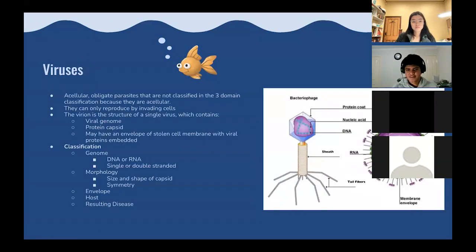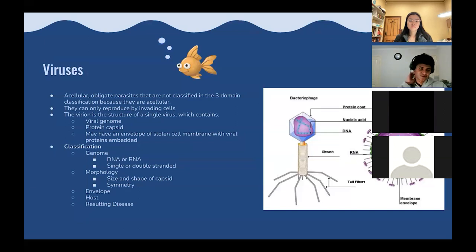Okay, so moving on to viruses. Viruses are a bit more straightforward because there's really not much that goes on in a virus. They are acellular obligate parasites, which means that they're technically not classified in the three domains. Before I mentioned bacteria, archaea, and eukaryotes. Viruses are acellular, so it doesn't count because technically it doesn't have cells. They can only reproduce by invading other cells, whether that be in humans or other animals. The main structure that you need to know is that a virus has a genome, capsid, and an envelope of stolen cell membrane. If we look at the diagram here, that's basically all you need to remember.